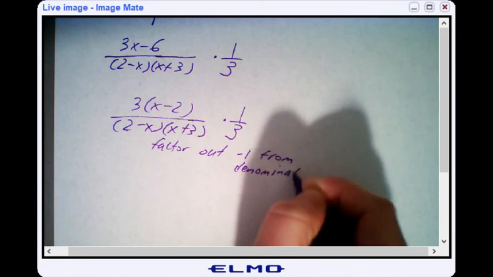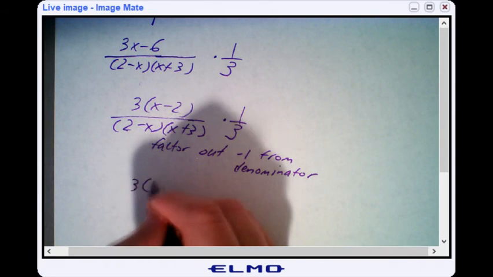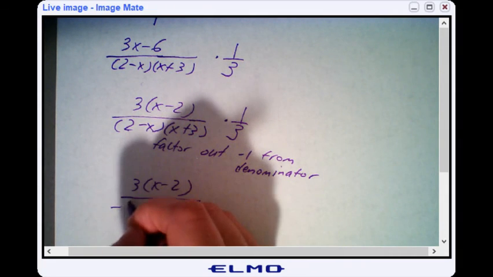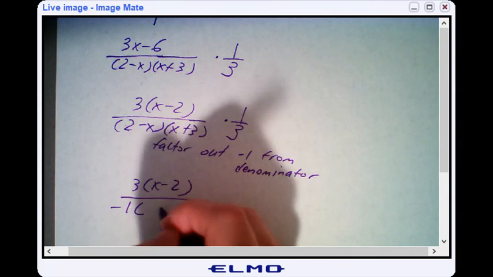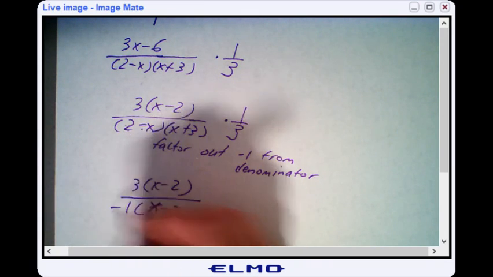denominator. I think my spelling's bad there, but I tried. So I'm going to factor out negative 1 there. So I'm going to have negative 1, and then that's going to make that negative 2. That's going to make that positive x. Positive divided by negative is negative. Negative divided by negative is positive.